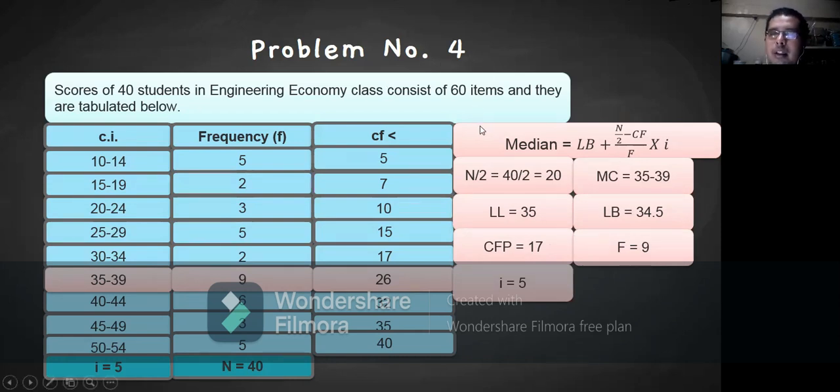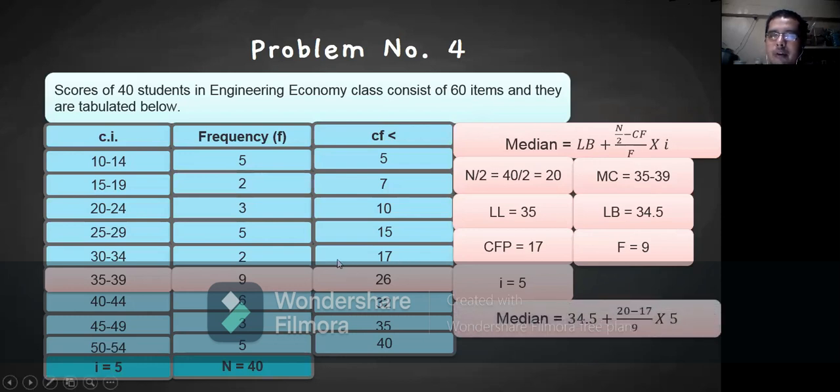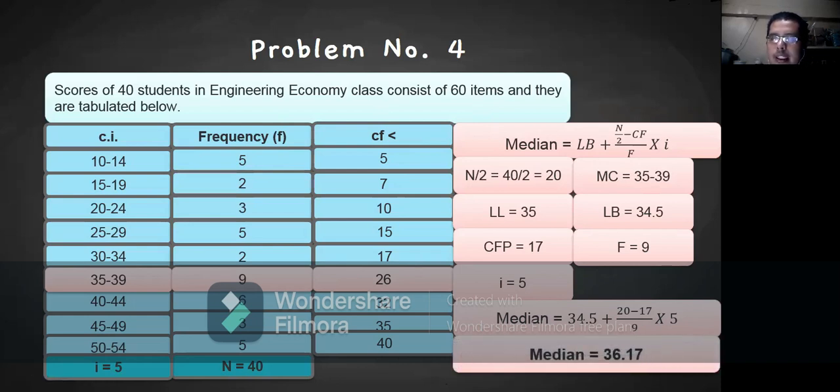So all parameters are given. Substitute everything in the formula. The median is equal to 34.5 plus 20 minus 17 divided by 9, then multiplied by the class size, which is 5. If you continue solving, the median will be equal to 36.17.